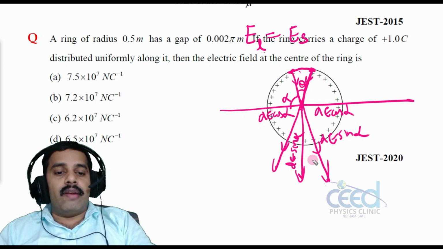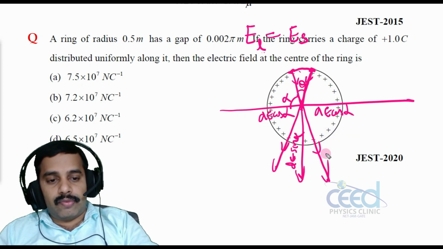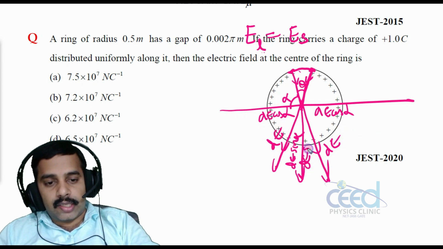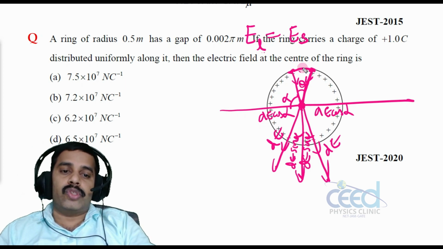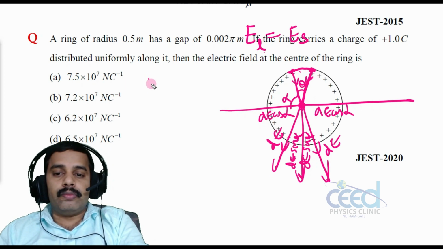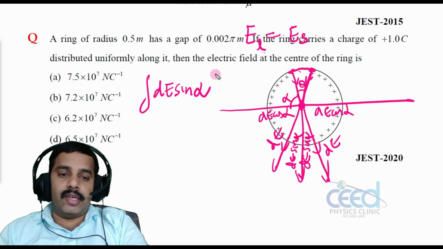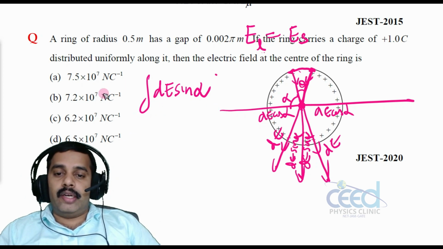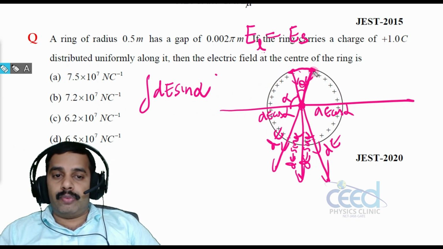Now this is dE cos alpha and this is dE sin alpha. This is our dE, right? And this is dE sin alpha again. So what is the net electric field at the center due to these missed portions? That is equal to integral of dE sin alpha, right? All right. Now we can calculate this integral of dE sin alpha. That is the electric field due to the missed portion, and that should be equal to the electric field due to the entire portion. All right.